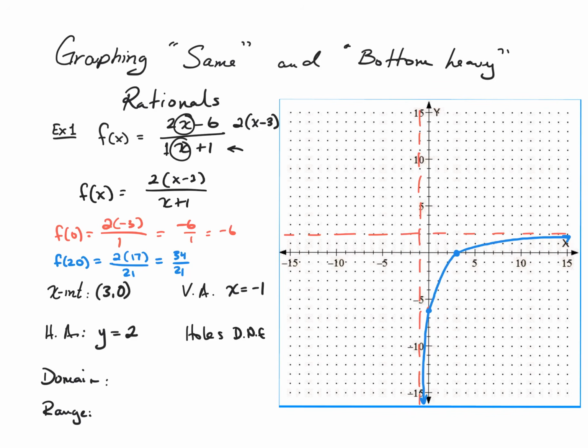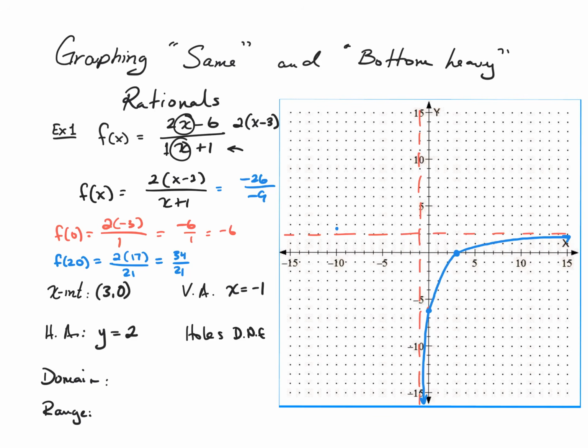Okay, so let's go to the other side of this and start plugging some numbers in. Let's try evaluating f of negative 10. Doing f of negative 10, I get 2 times negative 13, which is negative 26, divided by plugging in negative 10. You're going to get the value of x plus 1 is negative 9. So 26 divided by 9 is 2.88. So at negative 10, I get 2.88 here.